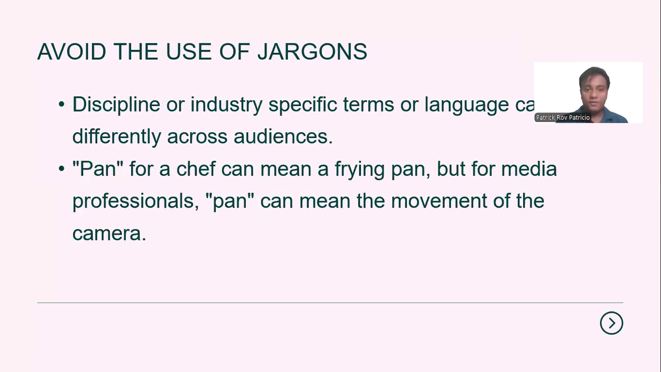Next is that we must avoid the use of jargon. Jargons, again, are words or terms that are specific to a certain discipline or industry. Because of that, they could mean different things from one person to another, especially if they're from different industries or disciplines. For example, the pan for a chef could mean a frying pan, but for media professionals, it could mean the movement of the camera. By avoiding jargons, we are able to avoid these confusions and miscommunications, especially if we are communicating to a wider range of audience.